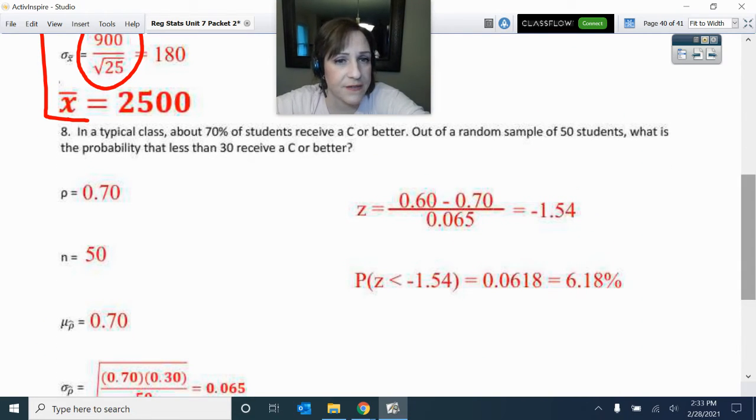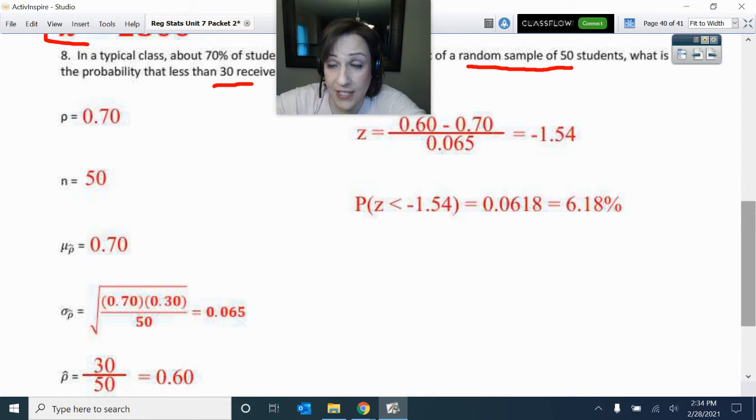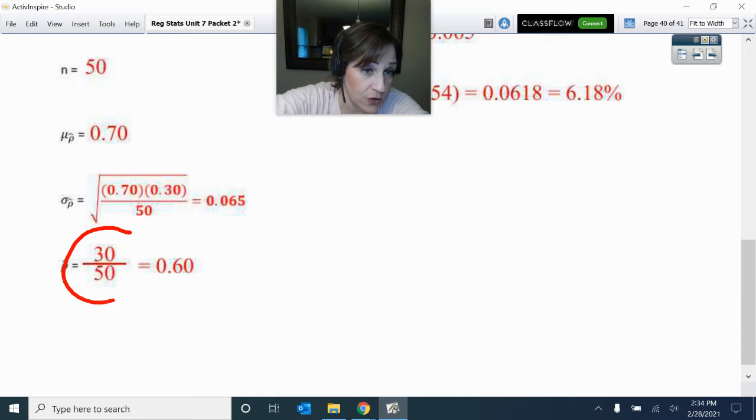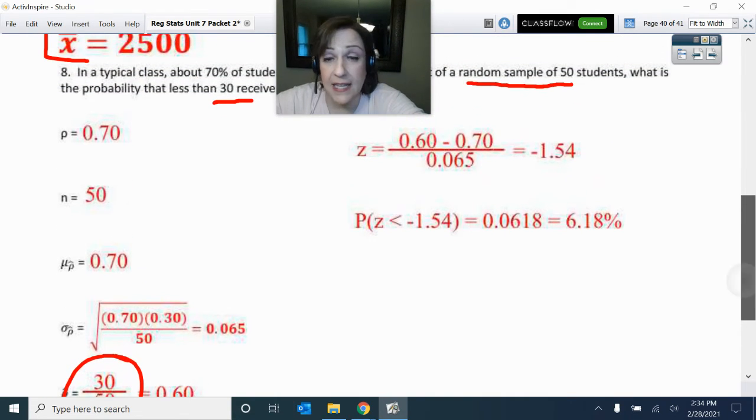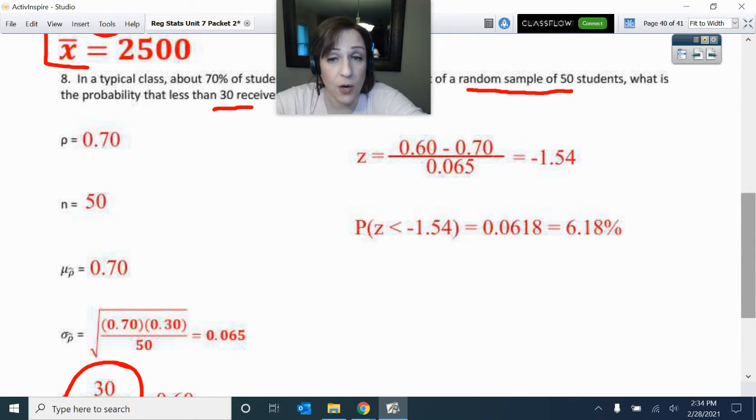All right, so this is a class of 70 students. Now, here is one where we want to know the probability that less than 30 of this sample of 50. This is a situation where you have your p hat. You had to do 30 out of 50, so you need to watch out for that, and that's your 0.60. So there's our 0.60, that's our p hat, minus the p over the standard deviation, and we get a negative 1.45, and we are going less than that.